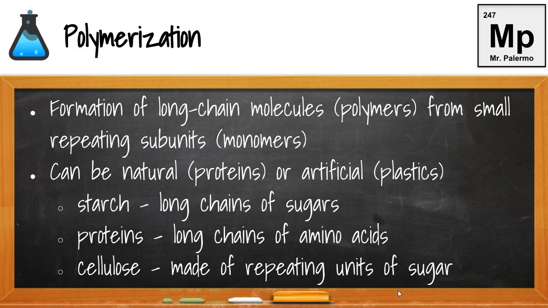The next reaction is polymerization. This is the formation of long chain molecules called polymers from small repeating subunits called monomers. Think of a chain as just a repeating pattern of the same structure, and that's what a polymerization is. Polymers can be natural, like proteins, or artificial, like plastics. Here are some examples of polymers: starch, which are long chains of sugars, proteins, which are long chains of amino acids, and cellulose, which is made of repeating units of sugar.